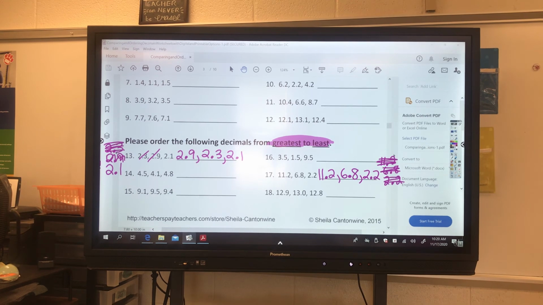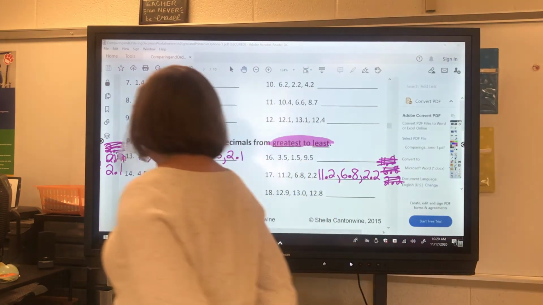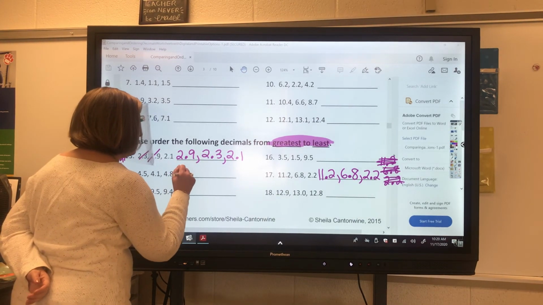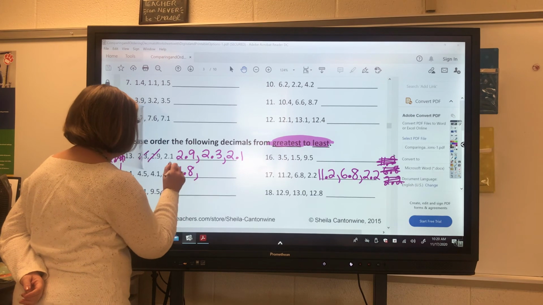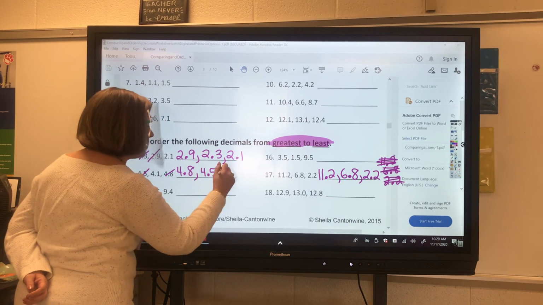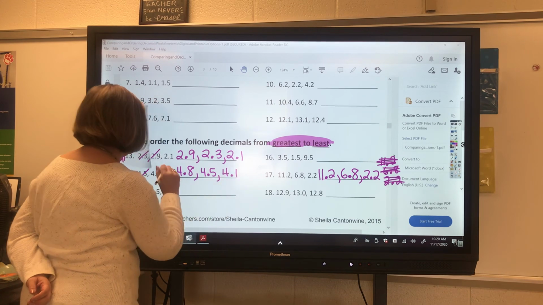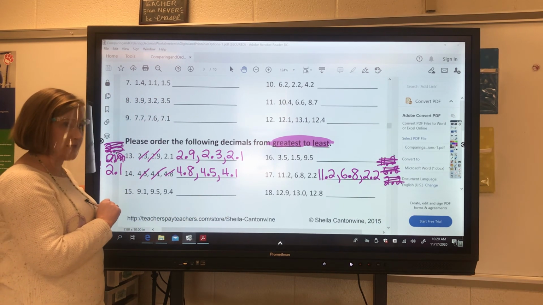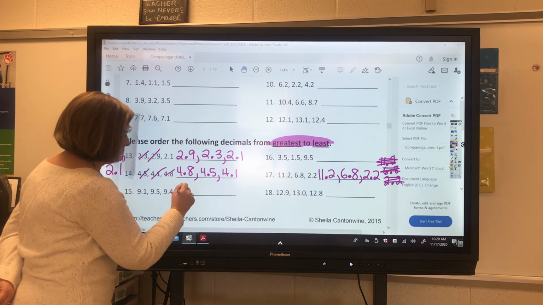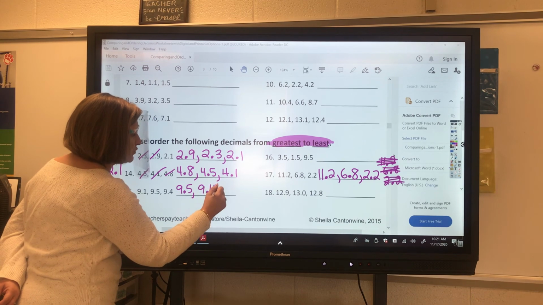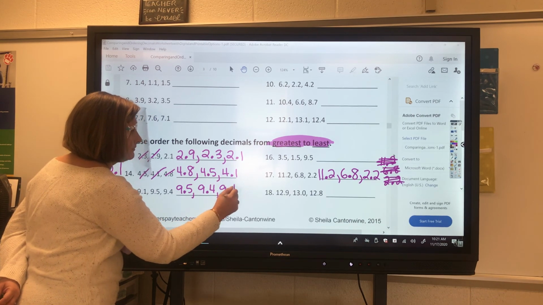Y'all are fast. Number 14, what's the biggest one? 10.8. 4 and 8/10. What's the middle one? 4 and 5. And what's the smallest one? Very good. Number 15. What's the biggest one? 9 and 5. The middle one? 9 and 4. And the smallest one? 9 and 1.